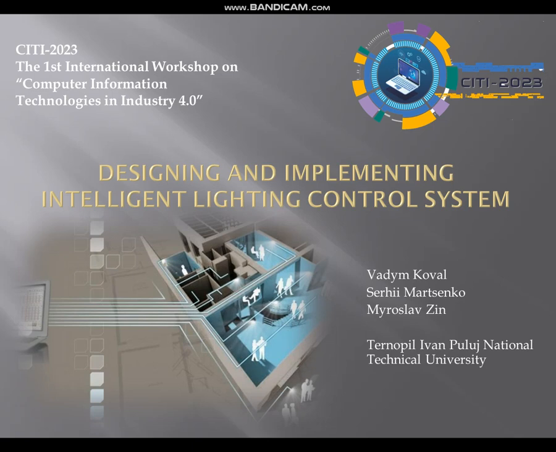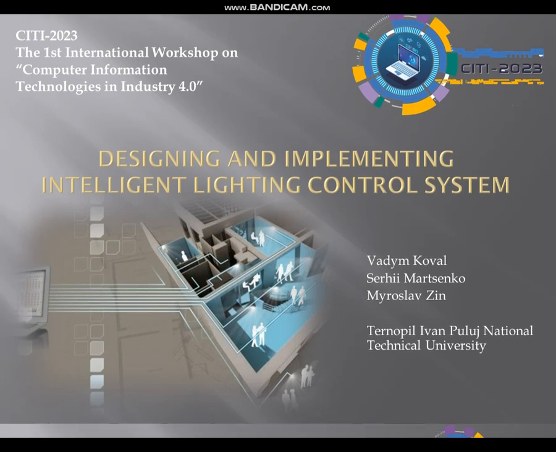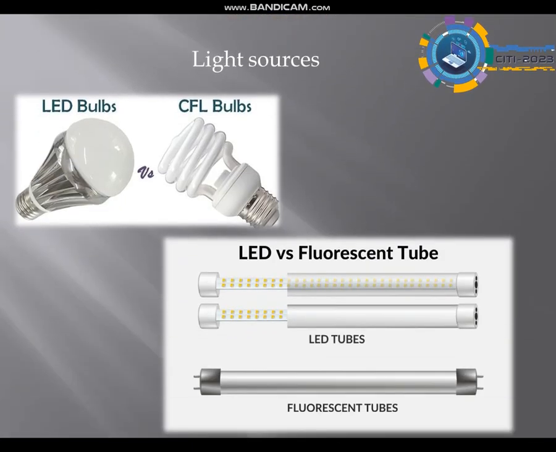Presentation on design and implementing intelligent lighting control system. Smart lighting is one of the key control components in the smart house intelligent system. Its main task is to provide comfortable conditions for people and reduce their role in managing process in the home. Light sources are the object of control in smart lighting.